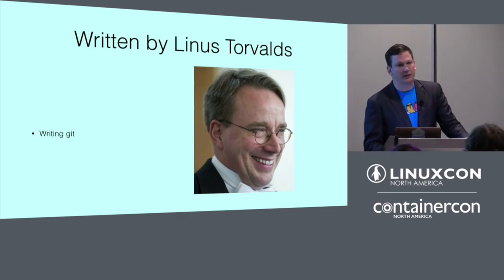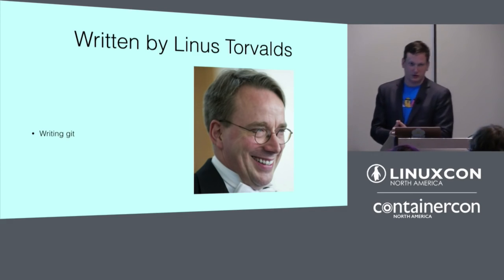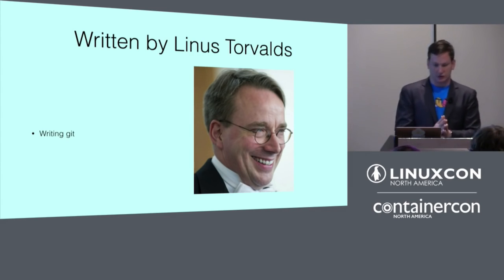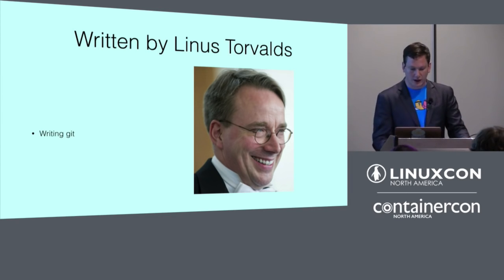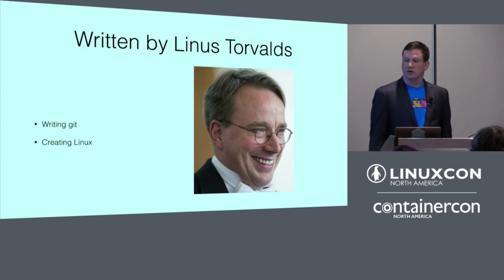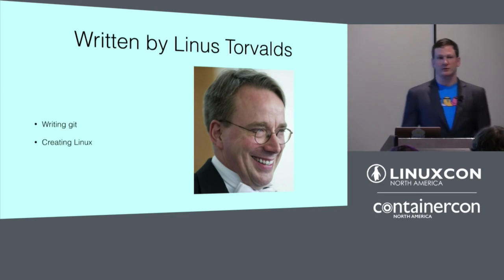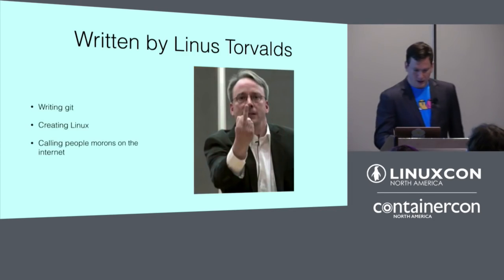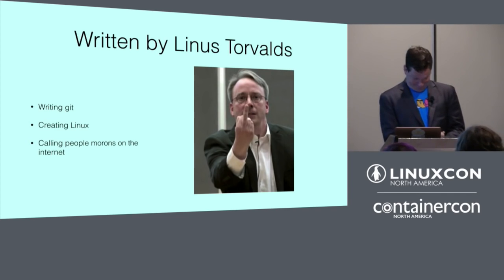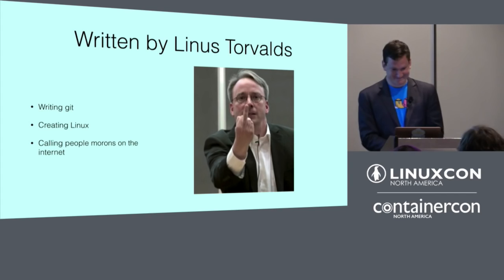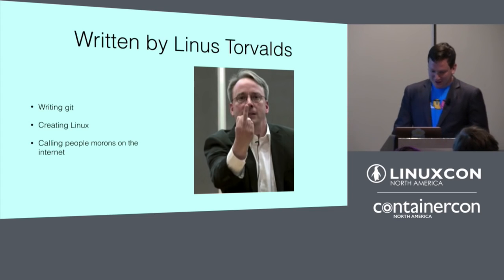Apropos of absolutely nothing, Git was written by Linus Torvalds, who is famous for three things. The first is writing Git, which is why we're all here in this room right now. The second is creating Linux, which is why most people in this room are employed. And of course, calling people morons. He's really good at all of those things.